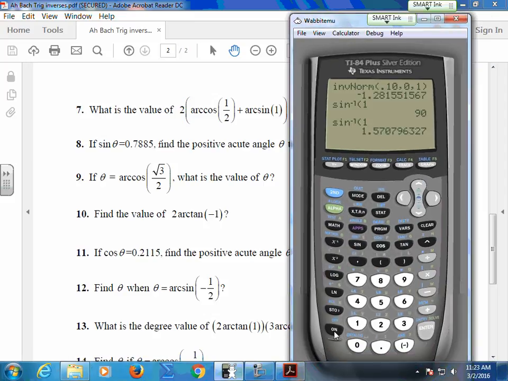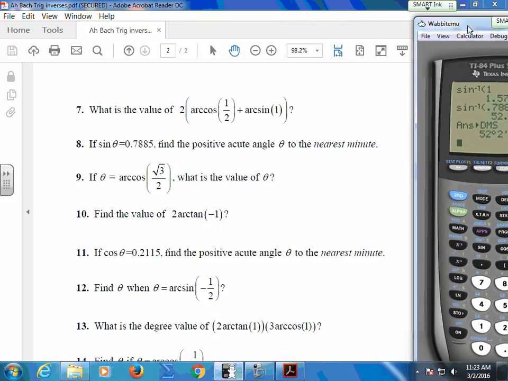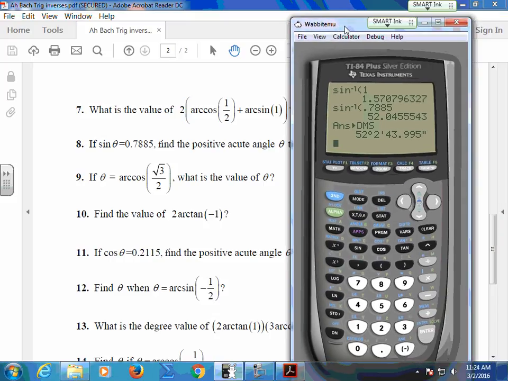Since they want minutes, degrees, make sure your mode is in degrees. And then second, sine, and put in 0.7885. There's your angle. This is the decimal part for it. Then just go angle, second, apps, and degrees, minutes, and seconds is number 4. There's your degrees, minutes, and seconds. To the nearest minute, you are 52 degrees, 2 minutes.